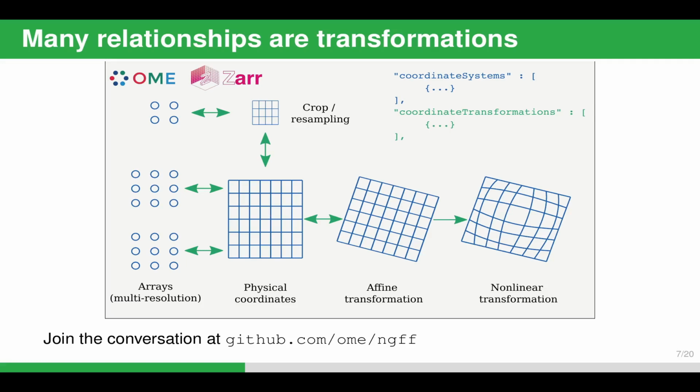There's not currently a standard way to write down many types of transformations, even simple ones. I and many people in the OME and Zarr communities have been working on ways of standardizing this. And if you're interested in participating, please consider joining the conversation at this GitHub page.